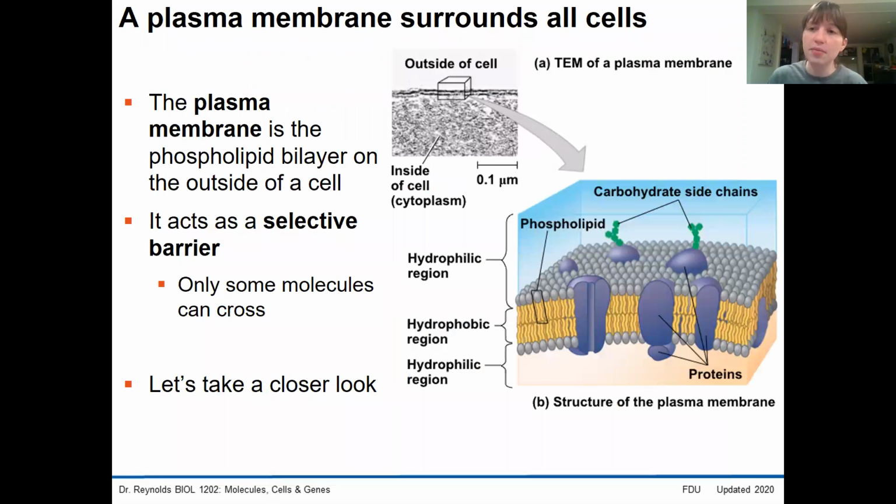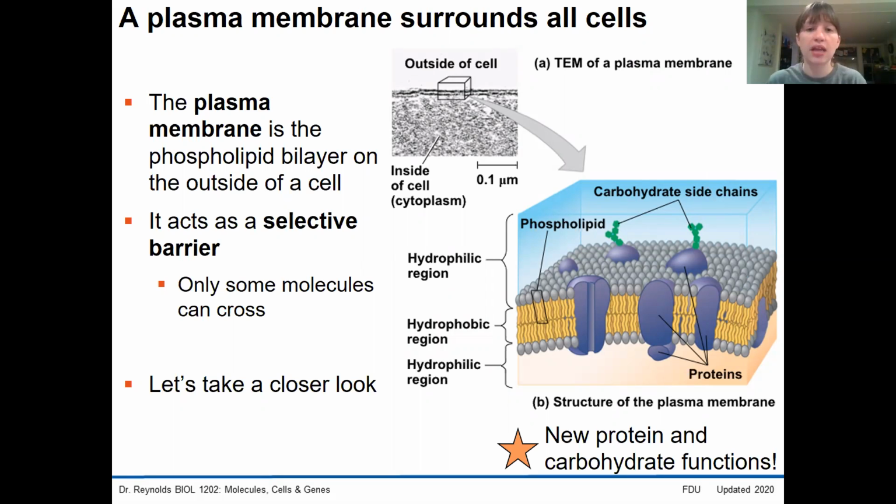Now the plasma membrane, so this is the membrane on the surface of the cell, is going to be a phospholipid bilayer. Every single cell has a plasma membrane. Eukaryotic cells just have other additional membranes. That plasma membrane acts as a selective barrier. And embedded inside of that membrane, there are going to be proteins and carbohydrates that give additional functions. And when we place these together, we get some additional properties to that membrane.